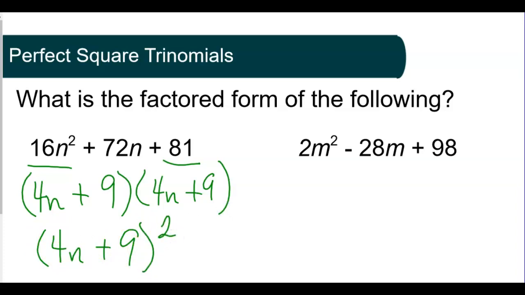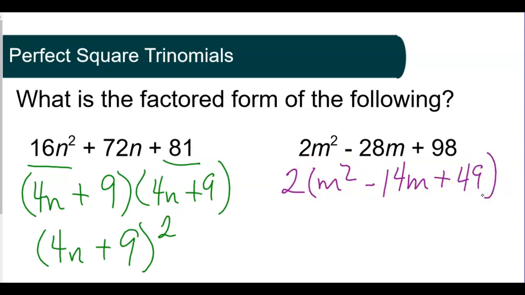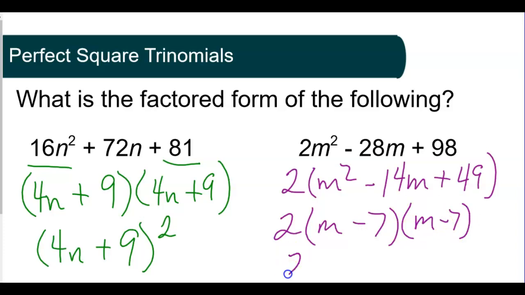My second example here, I am going to factor out a 2 first. And I get m squared minus 14m plus 49. I see the first and last terms here are both perfect squares. Well, m, and then 49, the square root of 49 is 7. I see I'm subtracting 14m, so 2 times 1 times 7, that's 14, and it will be negative if I put a minus sign here. So 2 times m minus 7 squared.